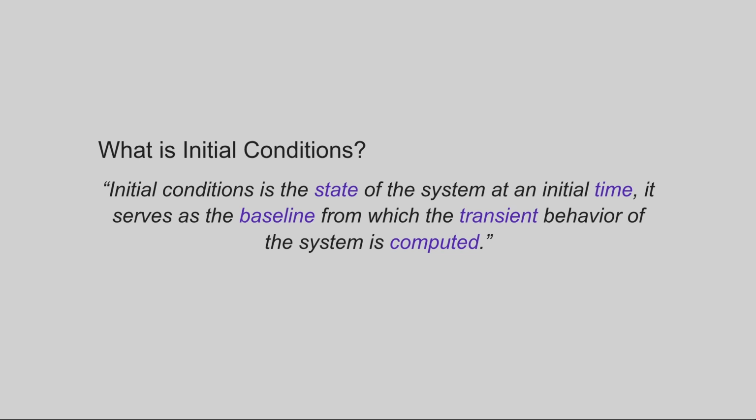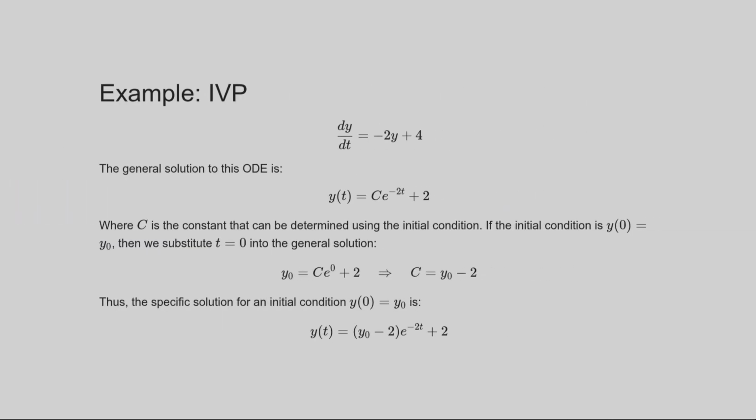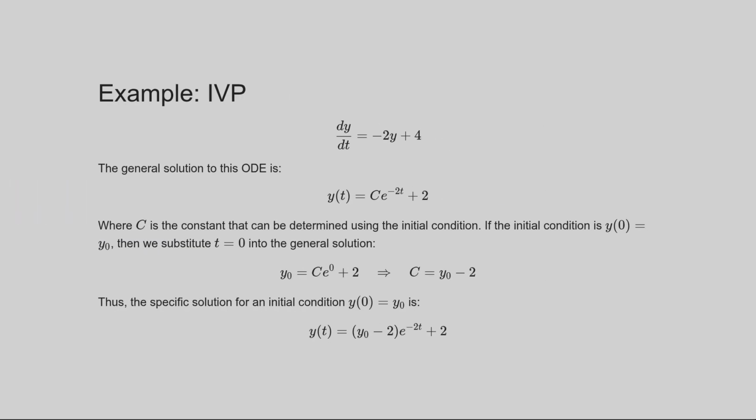Initial conditions are the state of the system at an initial time. They serve as the baseline from which the transient behavior of the system is computed. To explain this, let's see this exponential decay initial value problem. Say we have this differential equation describing exponential decay. The general solution is like this one here.